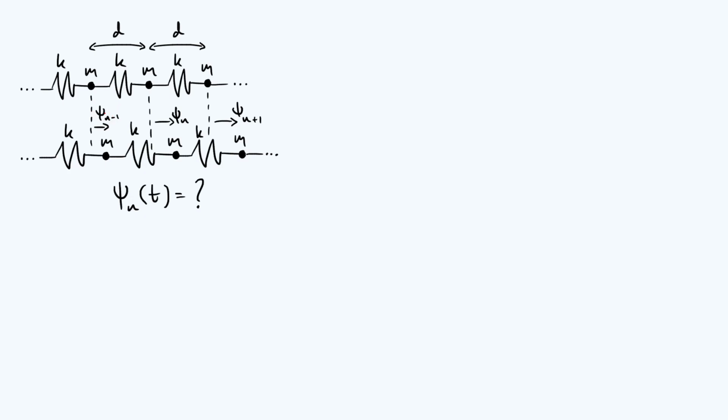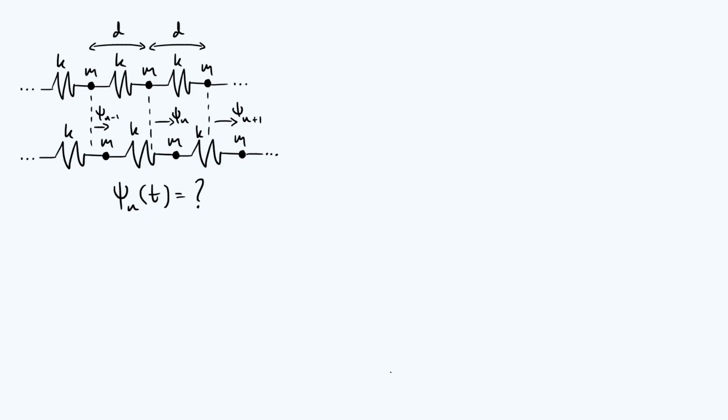So each mass has a displacement of psi from equilibrium, and we index the masses by a subscript, which I'm calling n in general. So here the nth mass has a displacement psi n. Of course, the one on the left has psi n minus 1, the one on the right has displacement psi n plus 1. And the question is to figure out the displacement psi n as a function of time, so how each individual mass varies with time in terms of its displacement. And of course, once we've solved for psi n of t, we also want to spend a bit of time interpreting that solution and thinking about what it means physically.